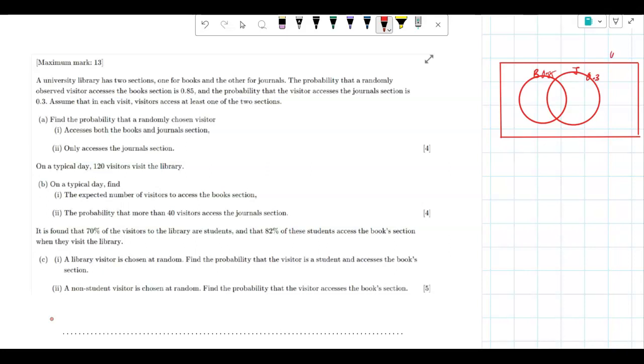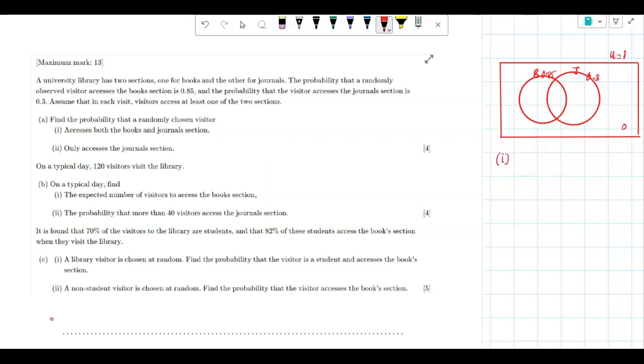What will the universal set be? Universal set will be 1. Assume each visitor accesses at least one of the two sections. Then either he'll go to both, or he'll go only for books, or he'll go only for journal. So basically outside is 0. And this is accessing something. Find the probability that a randomly chosen visitor accesses both the books and the journal section.